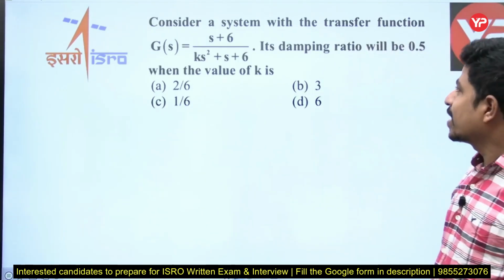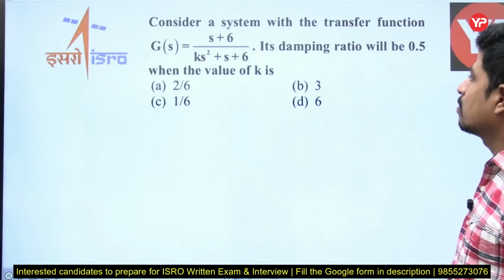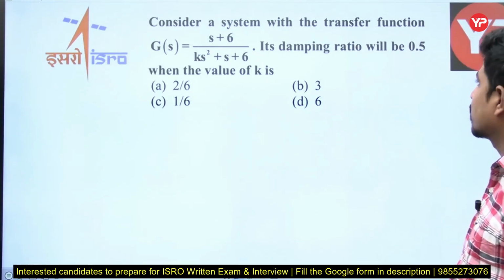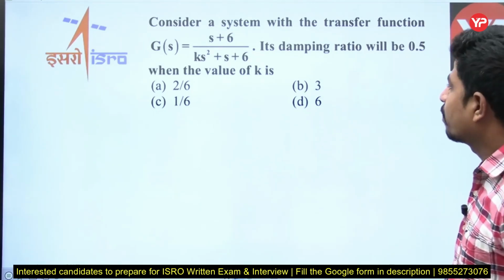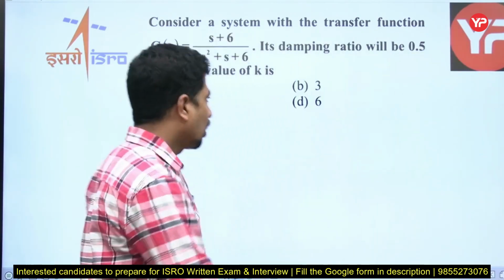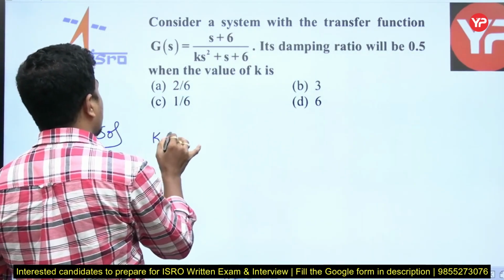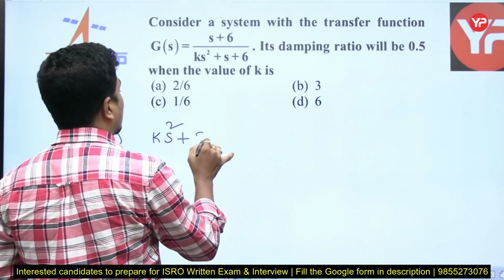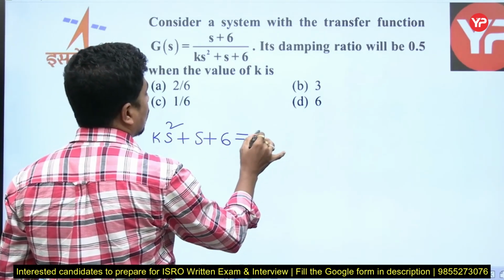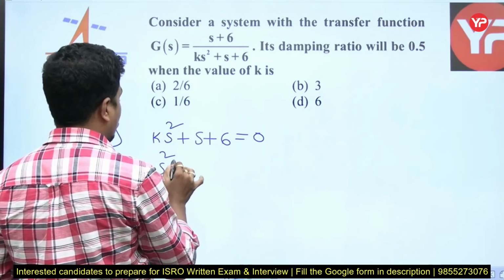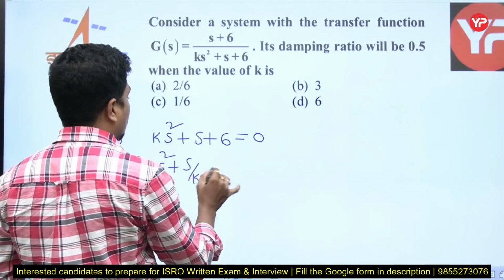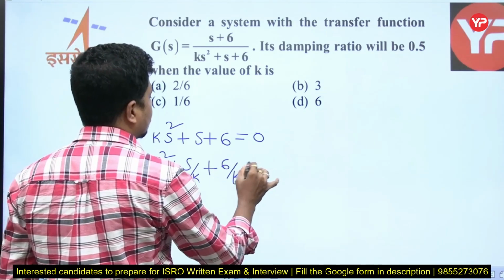Next. Consider a system with transfer function G(s) equal to (s square plus 6) by (k s square plus s plus 6). Its damping ratio is 0.5. Then what will be the value of k? Now tell me what is the characteristic equation, that is k s square plus s plus 6 is equal to 0. Now s square plus s by k plus 6 by k is equal to 0.